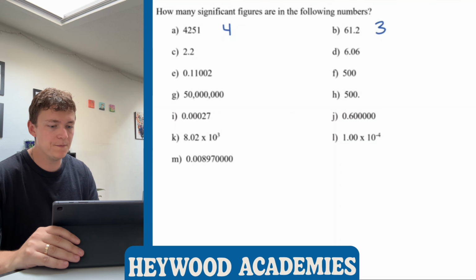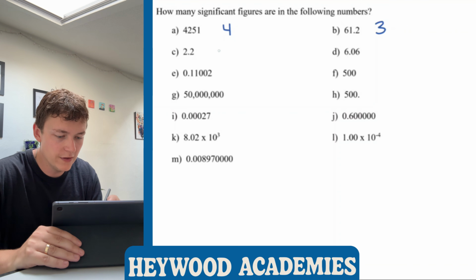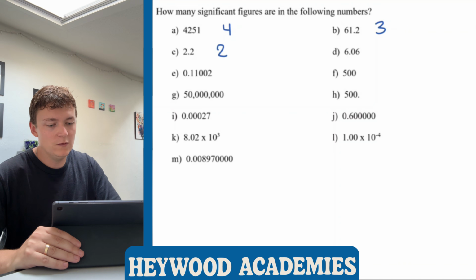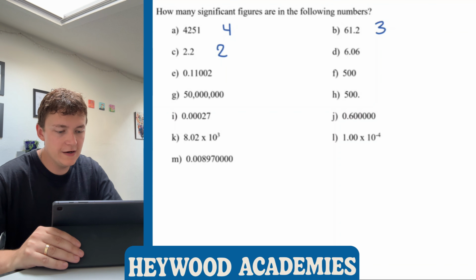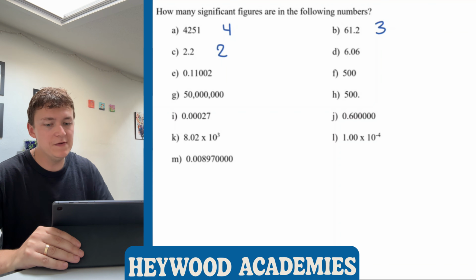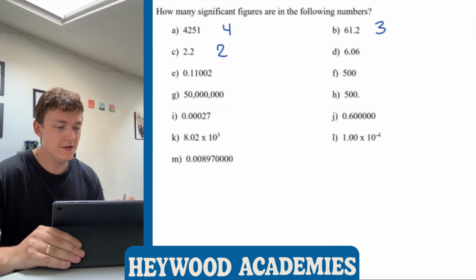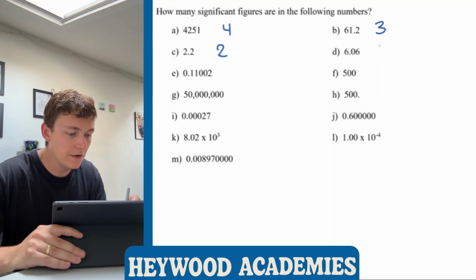so we've got 3. Question C, same thing. We've got a decimal, but we have two numbers and none of them are zeros, so that's a 2. So the rule here is that if there's no zeros, we can count all of the digits as significant figures. If there are zeros in here, then we've got to do some more thinking. So for D, there's a 0, but the 0 is in the middle between two non-zero digits, so that still counts as a significant figure. So that's going to be 3.